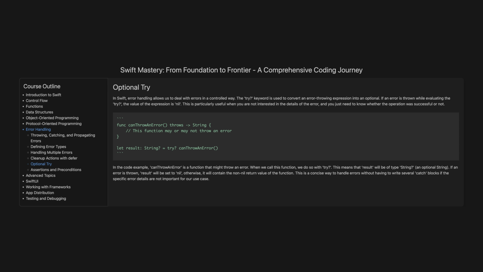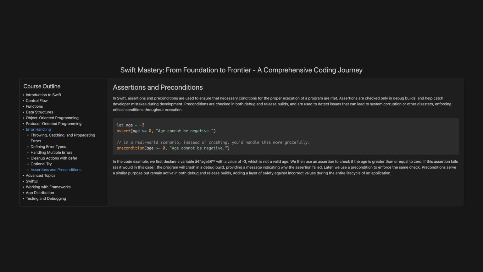In the code example, canThrowAnError is a function that might throw an error. When we call this function, we do so with try?. This means that result will be of type String?, an optional String. If an error is thrown, result will be set to nil. Otherwise, it will contain the non-nil return value of the function. This is a concise way to handle errors without having to write several catch blocks if the specific error details are not important for our use case.